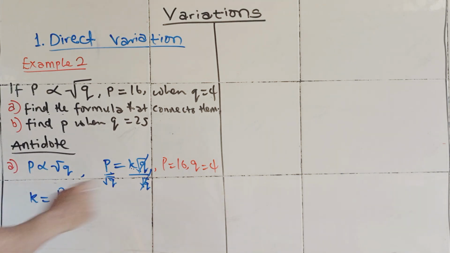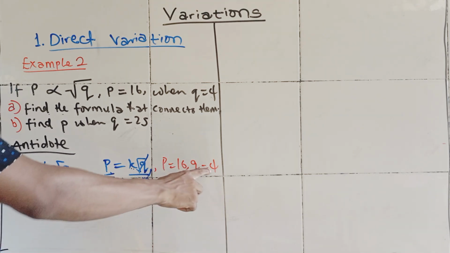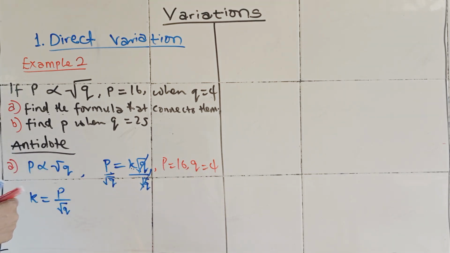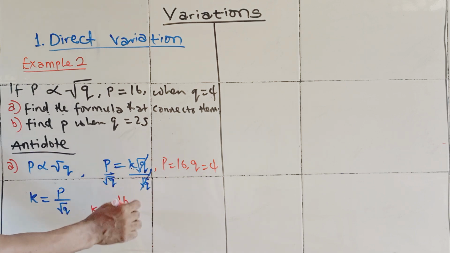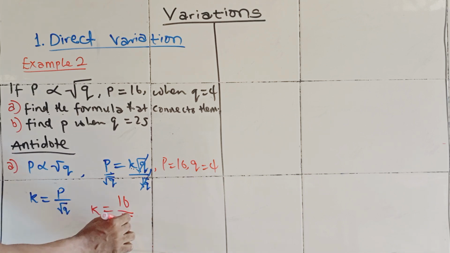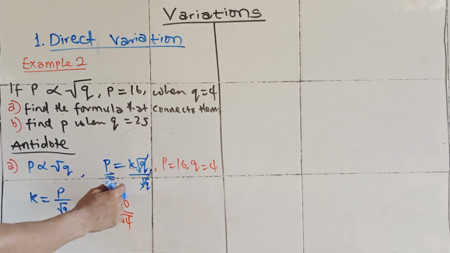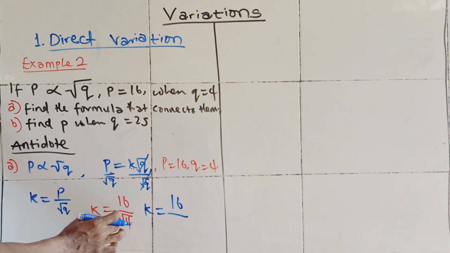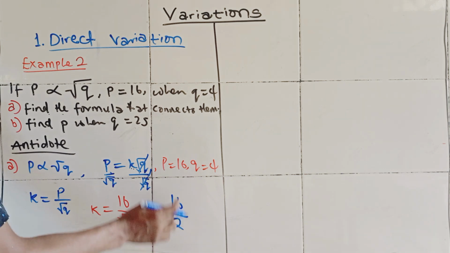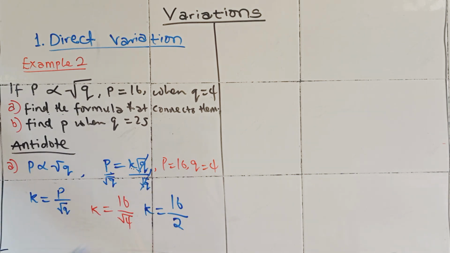So now, we'll put P as 16 here, and Q as 4 here. So that will become K is equal to 16 over the square root of 4. You see that? The square root of 4 is 2, right? So 2 goes into 16, that would give us 8. So the constant K is equal to what? 8. So we have found what the constant is.